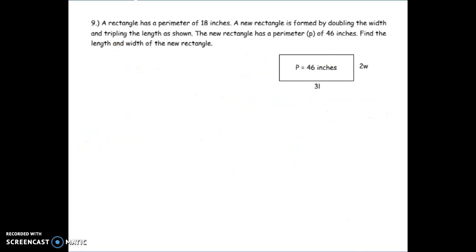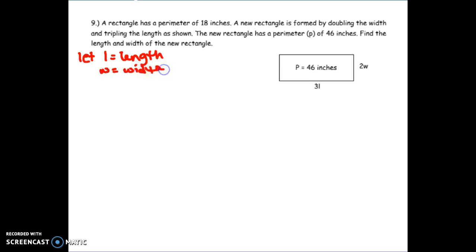A rectangle has a perimeter of 18 inches. A new rectangle is formed by doubling the width and tripling the length as shown. The new rectangle has a perimeter of 46 inches. Find the length and width of the new rectangle. Okay, so if we look at this rectangle, actually, let's do our let statement. We'll let L be the length and W be the width.